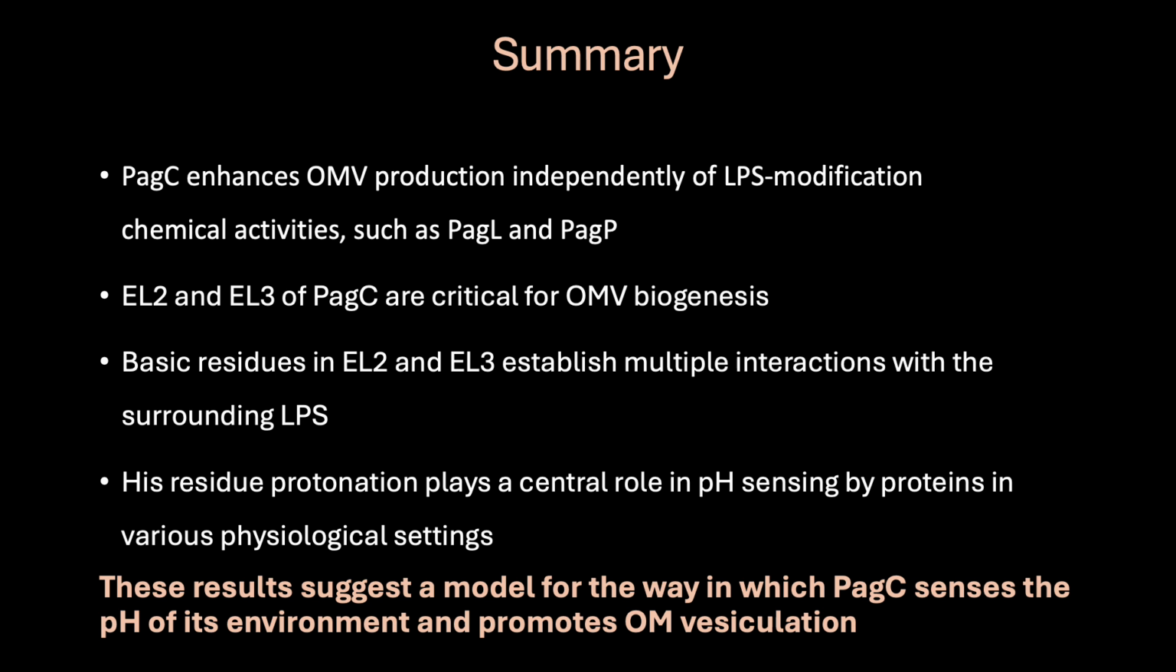Most importantly, these results suggest a model for the way in which PAG-C senses the pH of its environment and promotes OM vesiculation. And understanding how specific outer membrane proteins can direct OMV production is important for the development of vaccines and designer OMVs, as OMVs can be used as a method to deliver antigens, acting as both a vaccine component and an adjuvant.